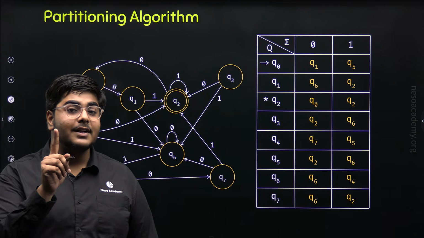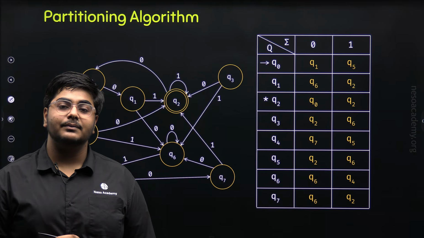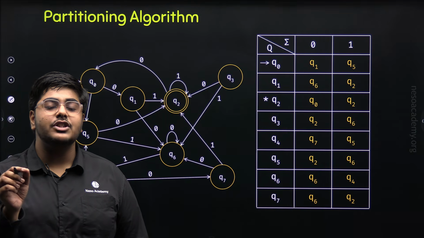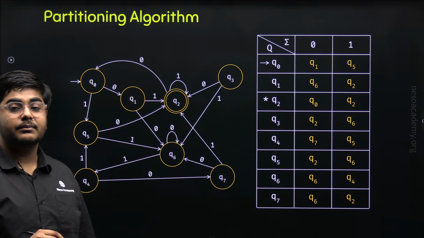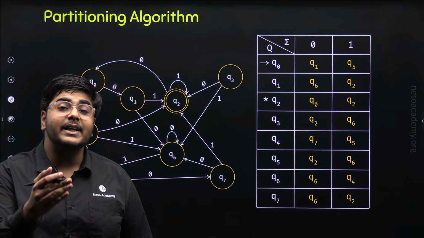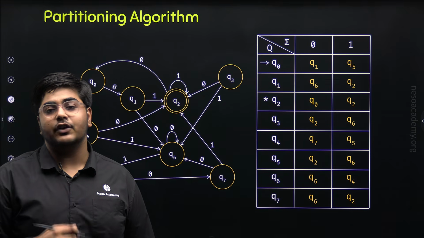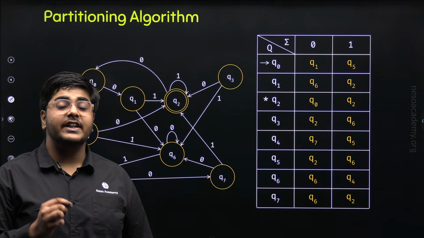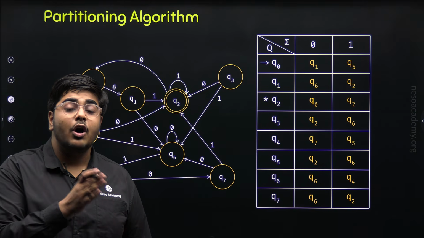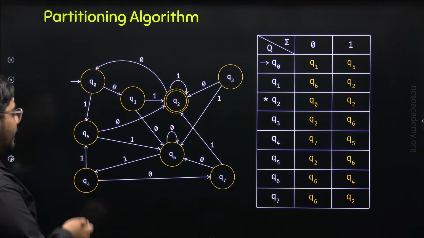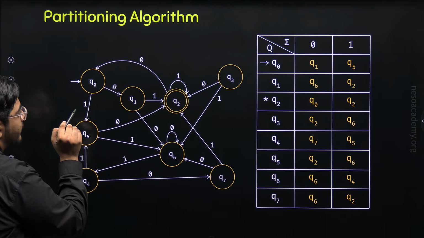So what was the first step for partitioning algorithm? The first step is to remove all the unreachable states from our DFA. Unreachable states are those states that cannot be reached from the initial state of the DFA. So now we have to check all the states, and we need to check whether they are reachable or unreachable from the initial state. The initial state of the DFA is Q0.